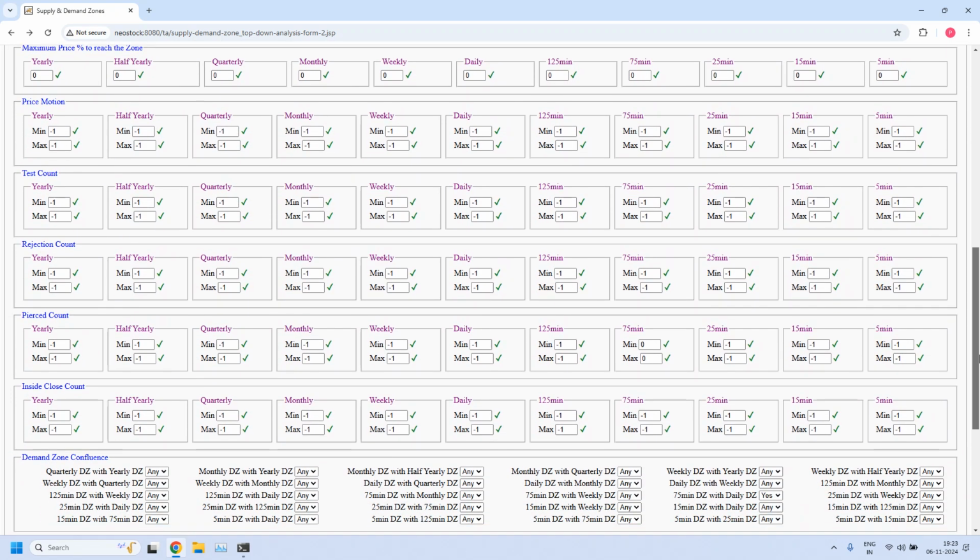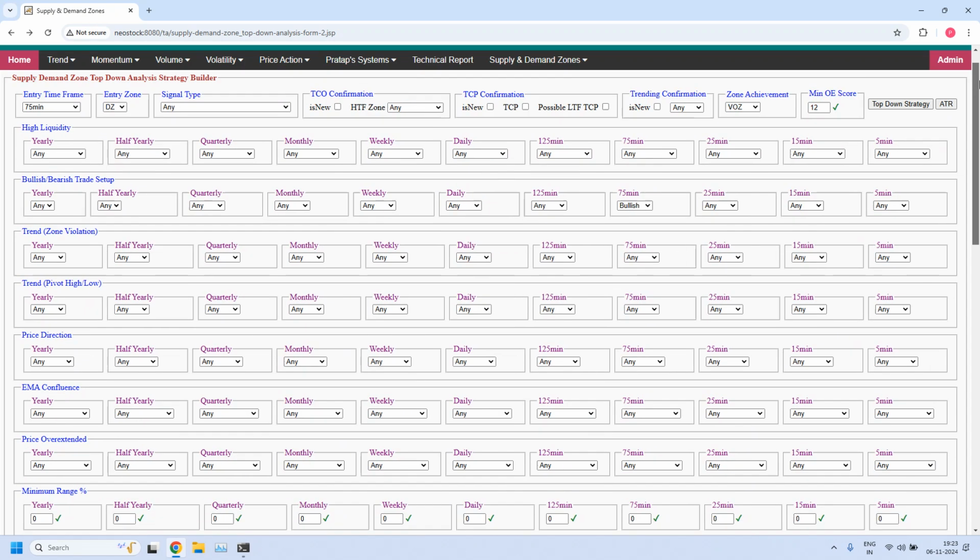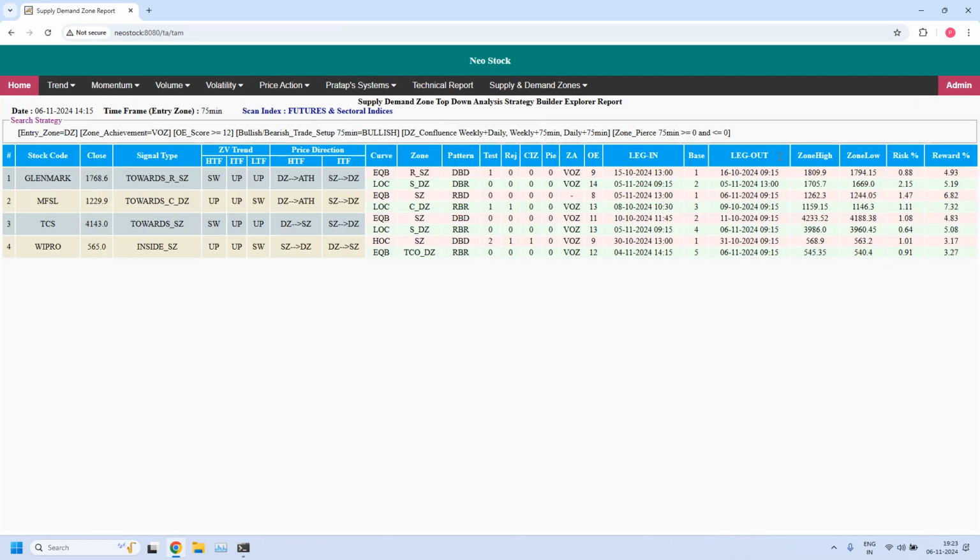So in the demand zone confluence, we need to add two more additional filters. 75 minutes demand zone with weekly demand zone confluence, daily demand zone with weekly demand zone confluence. With all the 3 filters, LTF, ITF, HTF confluence, we got 4 stocks.